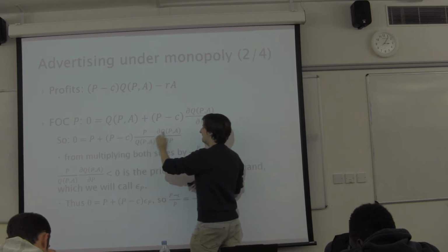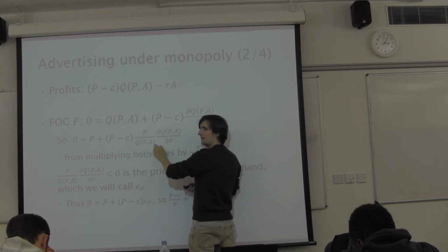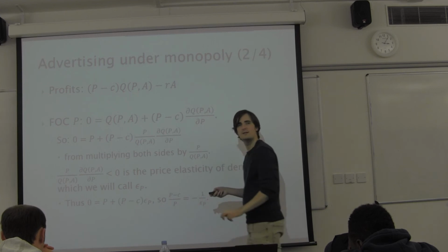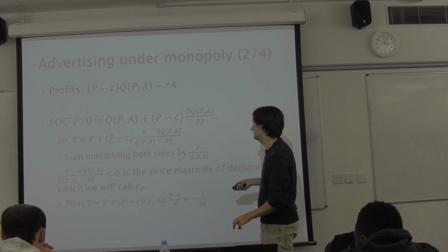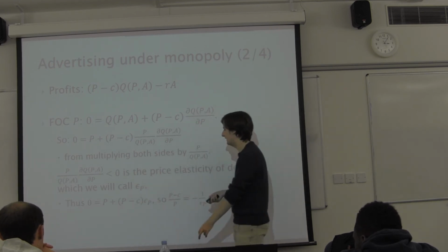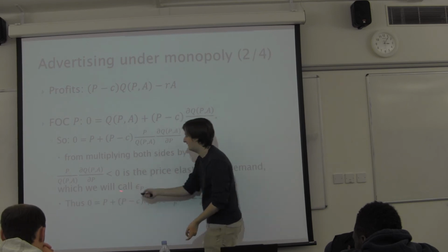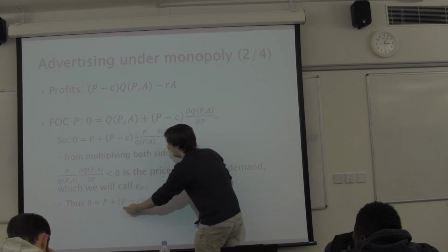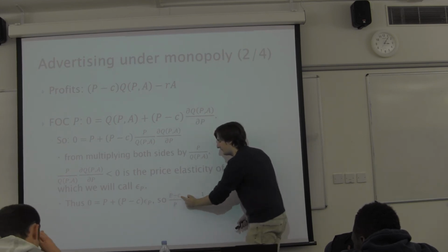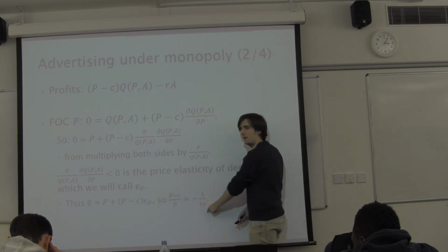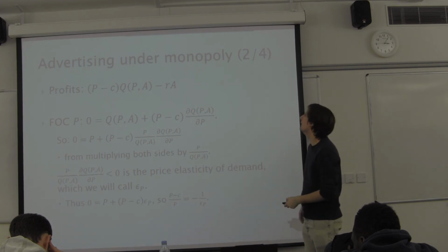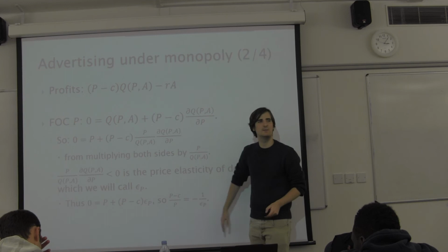Once you multiply by P over Q, what's this thing? Yes, this would be the price elasticity of demand. I said on the slides, didn't I? So let's call this price elasticity of demand epsilon P. You've seen this before. It's saying price minus cost times epsilon, or just rearranging it, the markup, price minus cost over price, is equal to minus 1 over the elasticity. So this is standard, you've seen this much before.